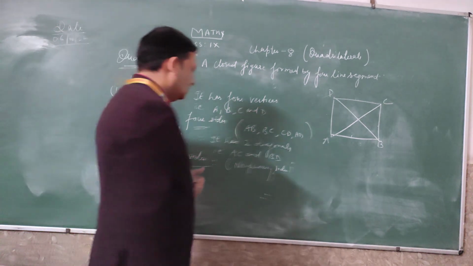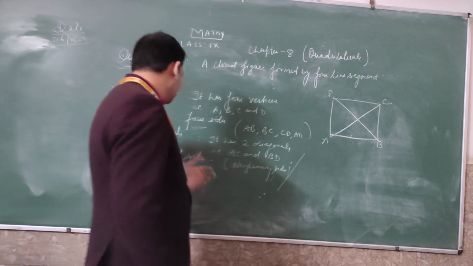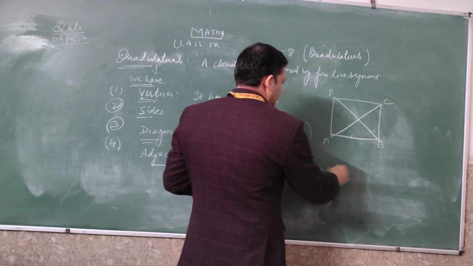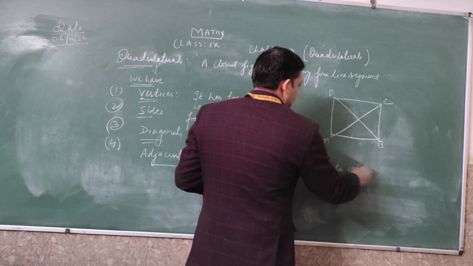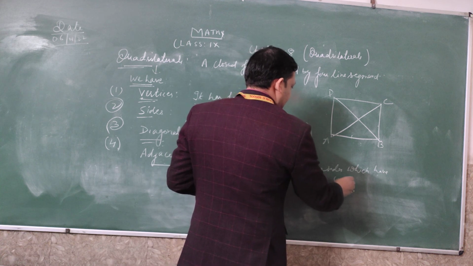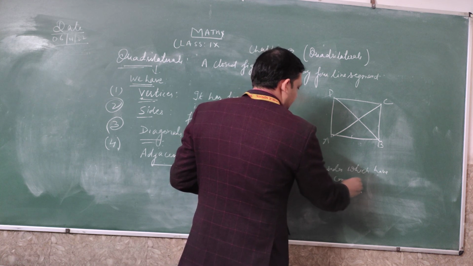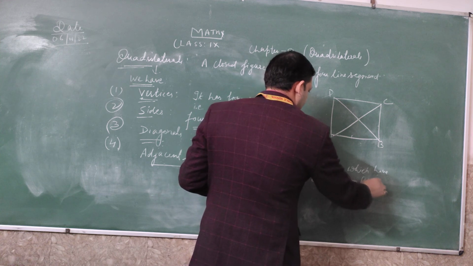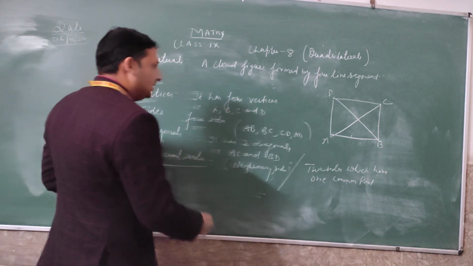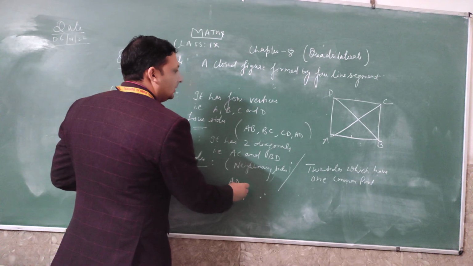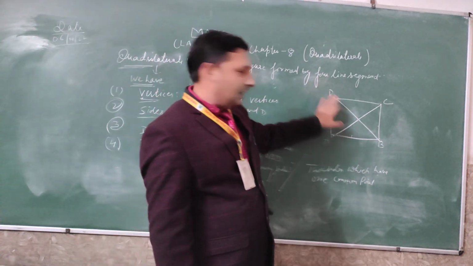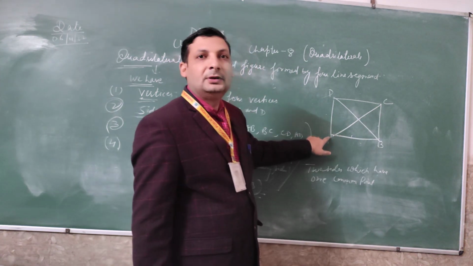In simple words, we can say that sides which have one common point will be called adjacent sides. So which are the adjacent sides according to this? AD and AB, because AD and AB have a common point, A.